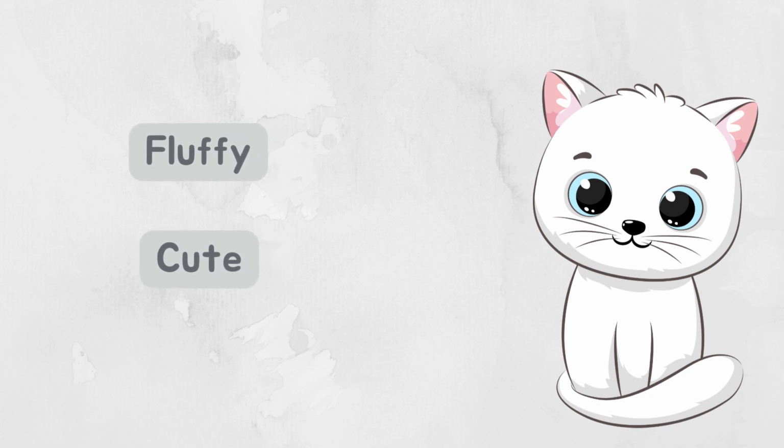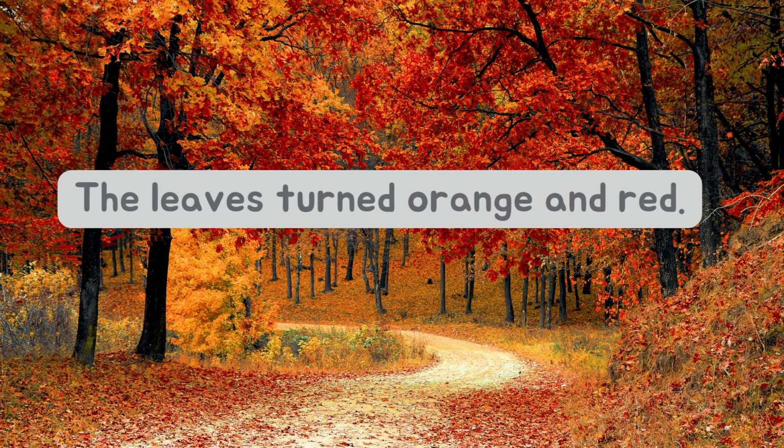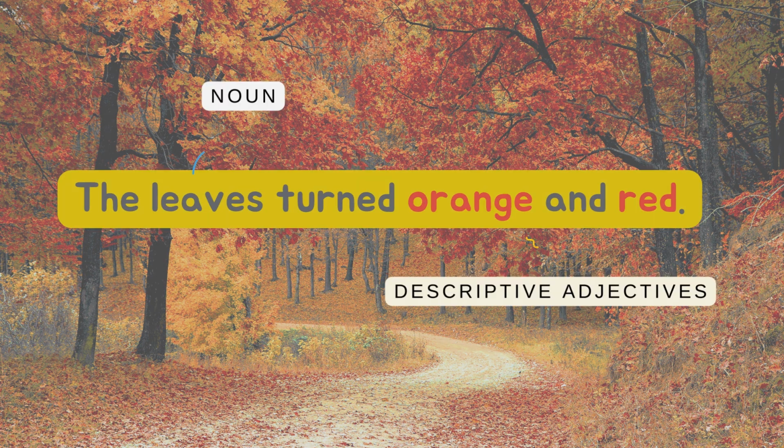Let us see some more examples to better understand descriptive adjectives. Take a look at this sentence. The leaves turned orange and red. In this sentence, the word leaves is a noun and the words orange and red are describing the color of the noun leaves. So the words orange and red are examples of descriptive adjectives.